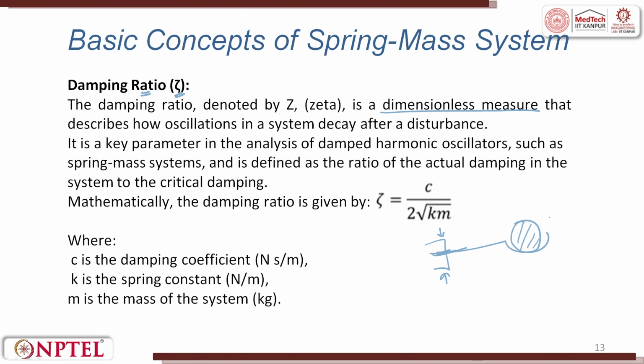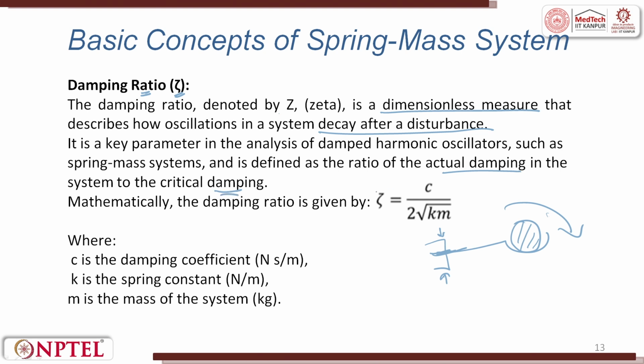The moment you apply a load like this, and then you pull it, it starts vibrating. This vibration does not continue for a longer time, it vibrates and then dies. So, that is the decay after a disturbance. It is a key parameter in the analysis of damped harmonic oscillators such as the spring mass system, and is defined as a ratio of the actual damping in the system to the critical damping.